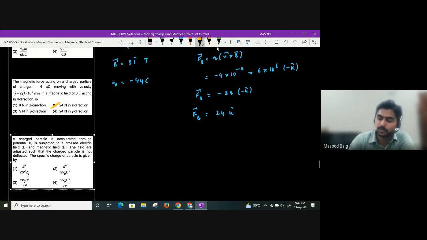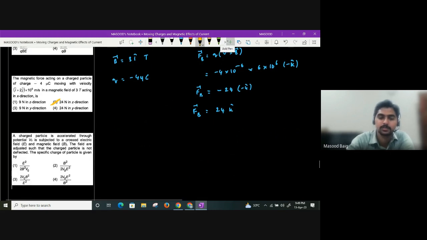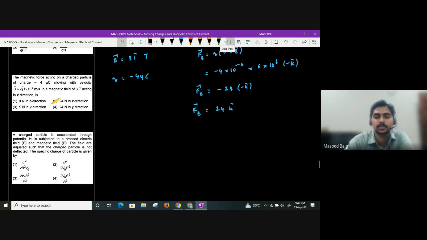Next, it's also a very important question, a previous year question only, guys. A charged particle is accelerated through potential V naught, and is subjected to a crossed electric field and magnetic field. The electric field and magnetic field are crossed, guys. The fields are adjusted such that the charged particle is not deflected.